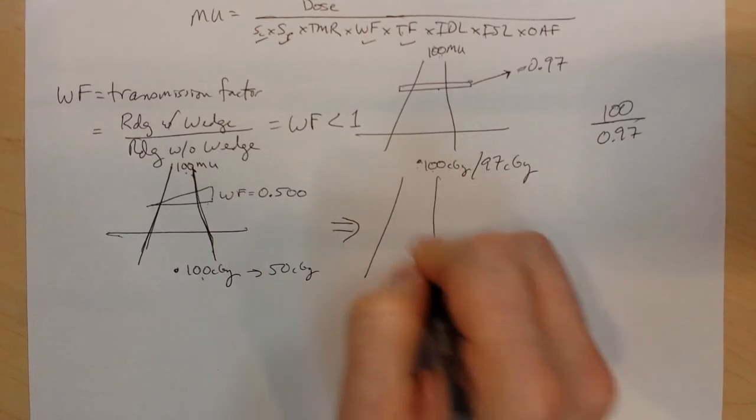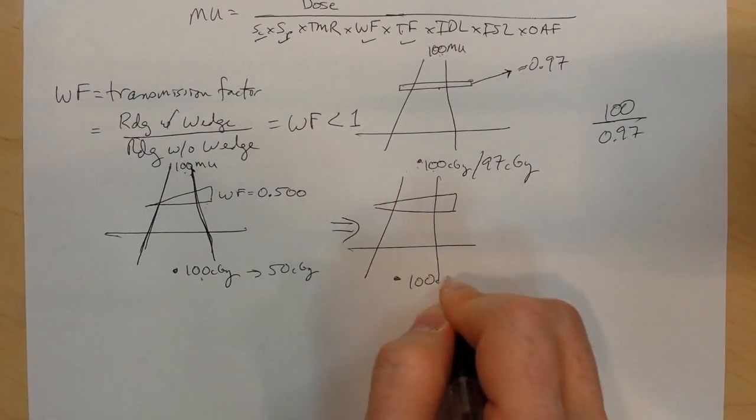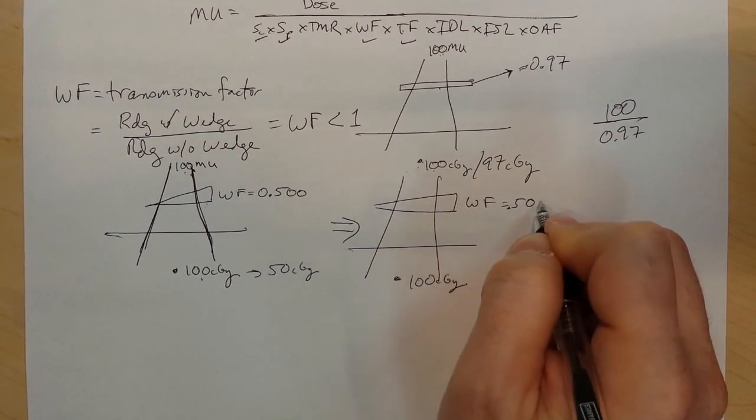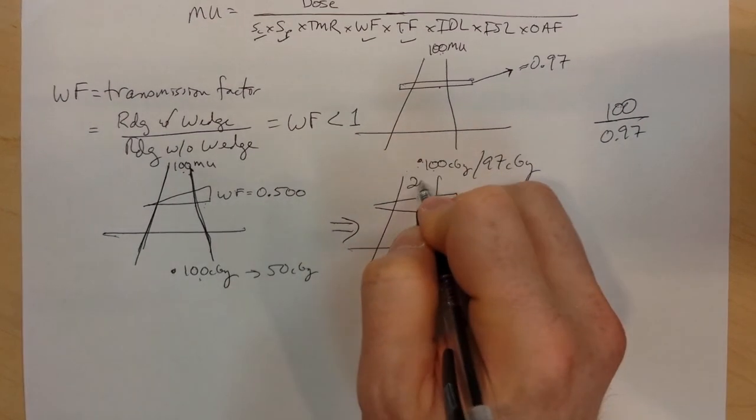So if I put a wedge in the beam, and I want to deliver 100 centigray, how many monitor units do I dial up if my wedge factor is 0.5, at 50%? Well, I need to dial up twice as many MU, so I need to deliver 200 MU.